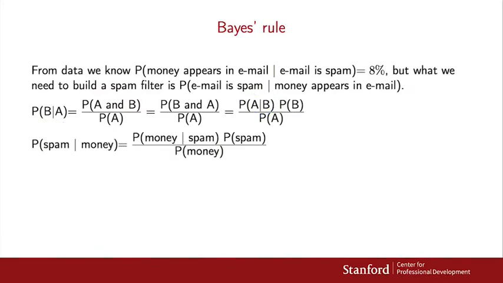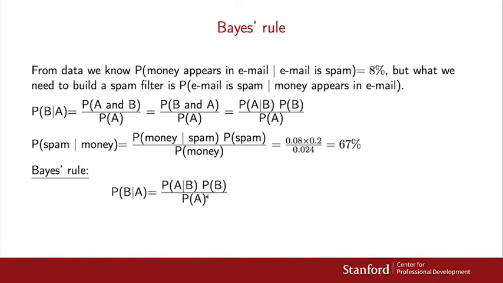We want to know the probability that the email is spam, given that the word money appears in the email. And applying that formula says that this equals the probability that the word money appears in the email, given that the email is spam, times the probability that the email is spam, over the probability that money appears in the email. And we know all of these probabilities and can plug in, and we find 67%. So this rule has a special name. It's called Bayes' rule. This is the formula we derived above.